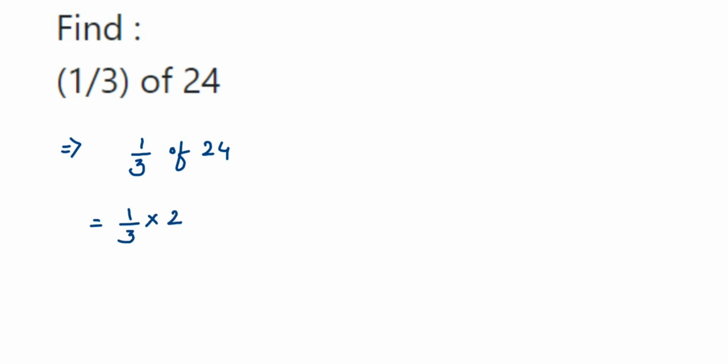Now try to cancel the numbers. We can cancel 3 and 24, but when you're cancelling, make sure that you cancel the number in the numerator and denominator. So 3 is in the denominator, 24 is in the numerator, you can cancel it. So 3 ones are 3, and then 3 eights are 24. So in the numerator, I have 1 and 8, so 1 eights are 8, right?